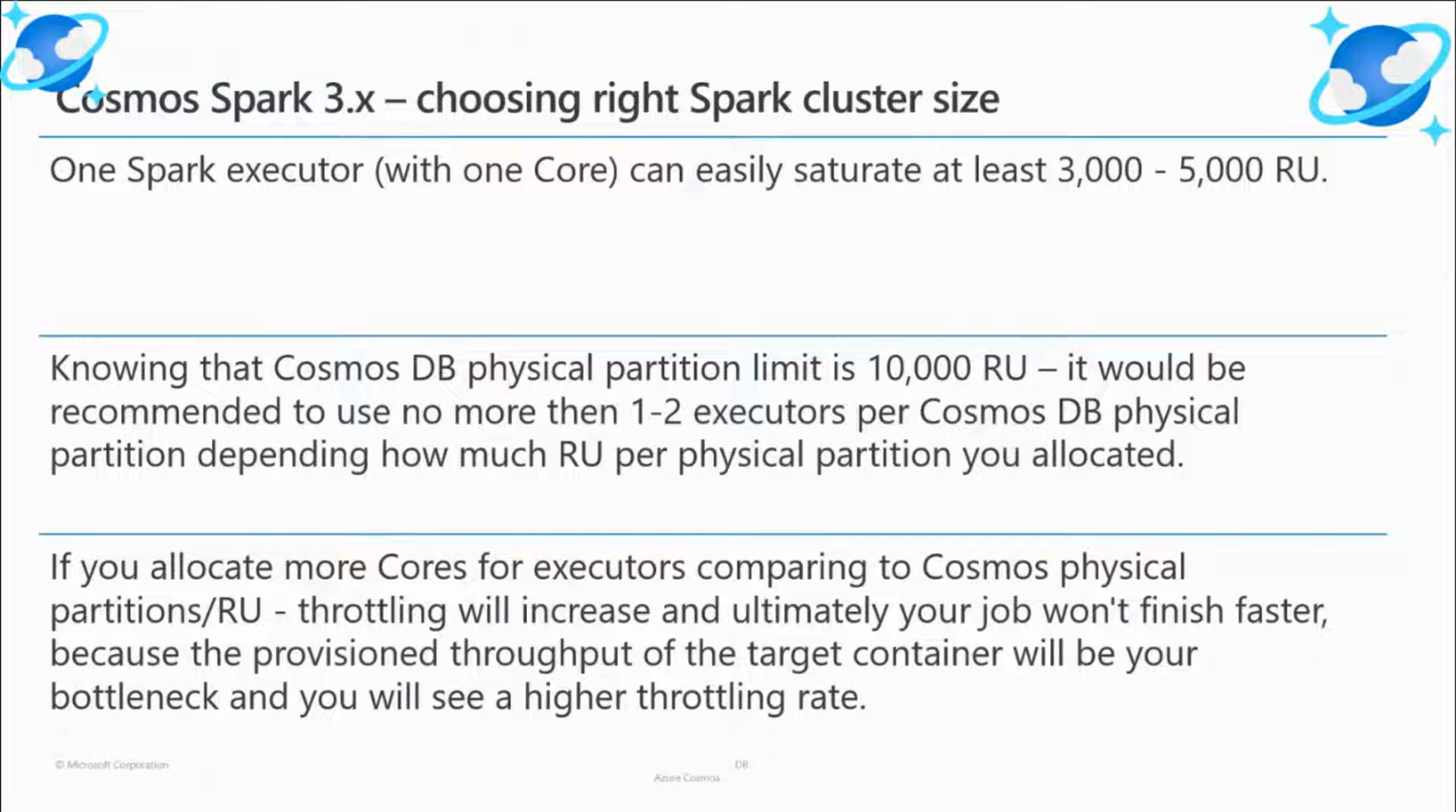Basically, if you provide 5,000 or less RUs per physical partition, it's 1 executor. If it's above, 2. You can use this as a rule of thumb to estimate how many executors you need, and based on that, define your Spark cluster based on the targeted load and the number of physical partitions in Cosmos.